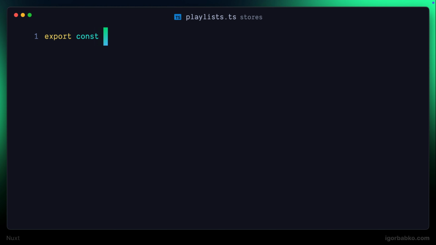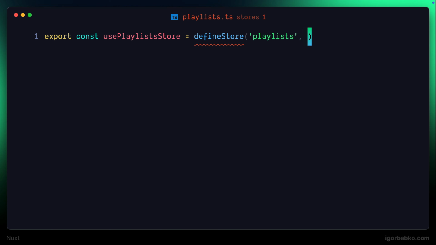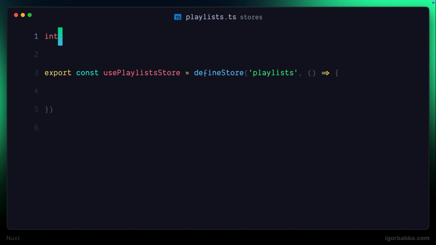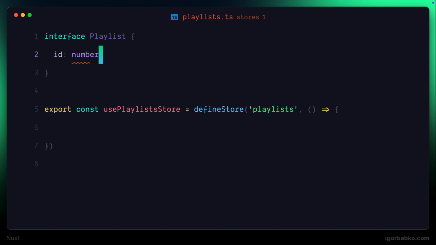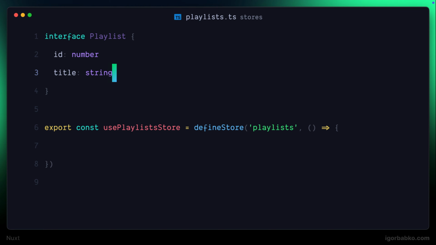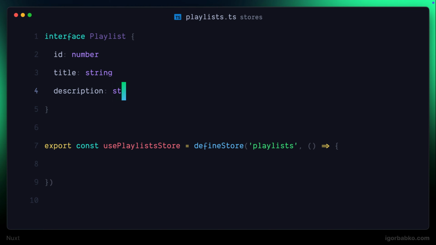To declare a new store, we're going to call the define store function. The first argument of this function has to be the store name, which is playlists in our case, and the second argument has to be the function which will describe the logic for managing this store. Right away I'm going to declare the interface which will describe objects that this store is going to work with. The interface is called Playlist, and each playlist object is going to have three properties: identifier, which will be a number, title, as well as description. Both of these properties will be strings.